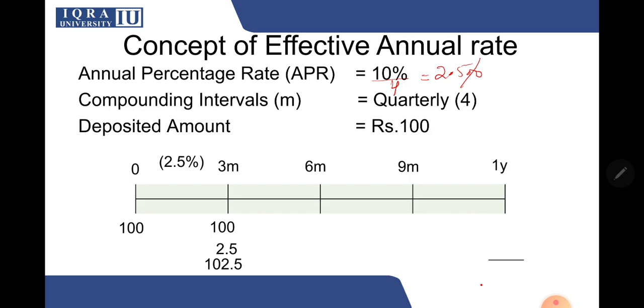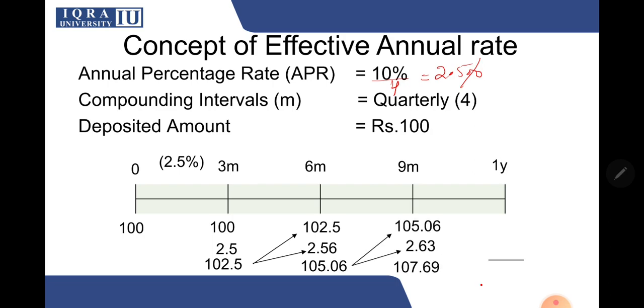3 months later your account has 102.5. 3 months later, now you will get interest on this 102.5, so you get an interest of 2.56. Now your account is 105.06. Again you will get interest on this 105.06, and so on. This will keep on happening. Now your balance is 110.38. So if you get interest once a year, your account will have 110 rupees.